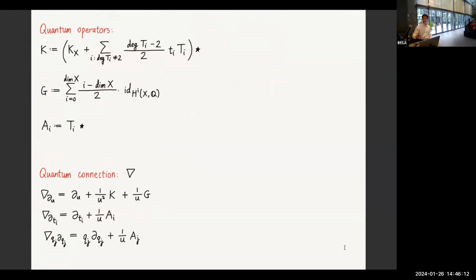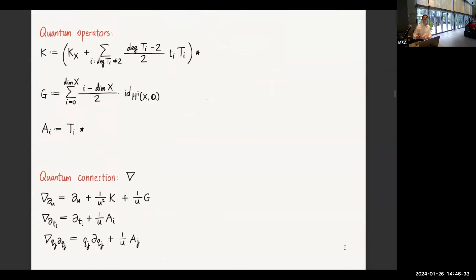Then we have the formula for the quantum connection. In the U direction, it's given by this. In the T_i direction, the T directions and Q directions. So we have this quantum connection in three directions, U, T_i, and Q.